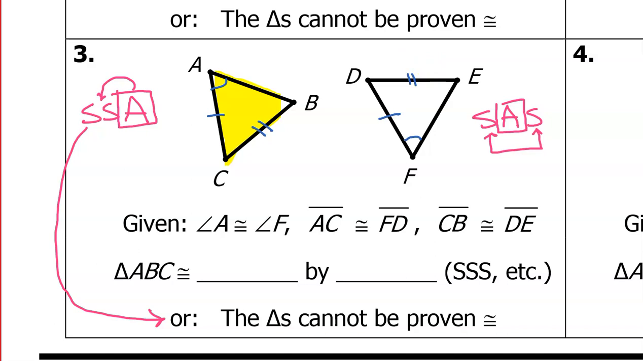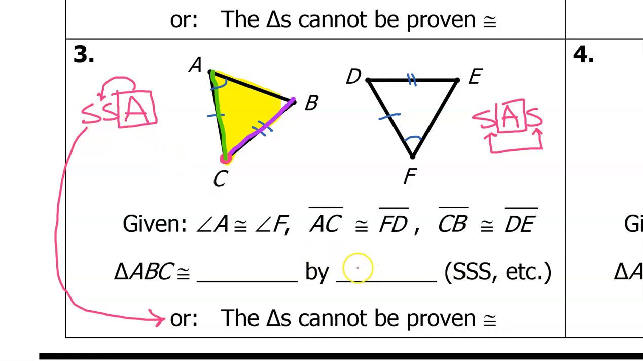So which is it? Well, here is one side that is marked congruent. And here is another side that is marked congruent. The place where they meet will be the angle in between. So see how the two sides meet right here. That means this is the angle between the two sides. Is this the angle that is marked congruent? No, this is not the angle that is between the two sides. So that makes this a side-side-angle situation.